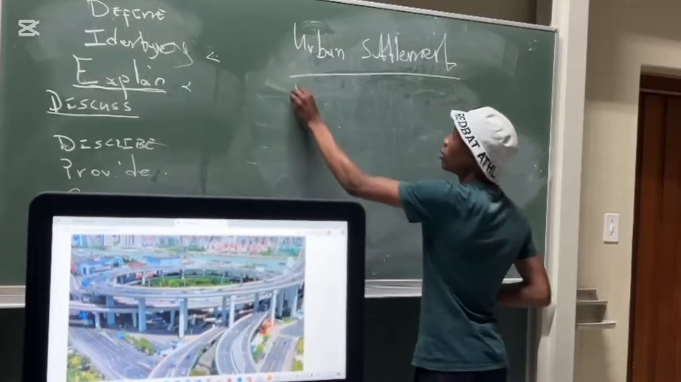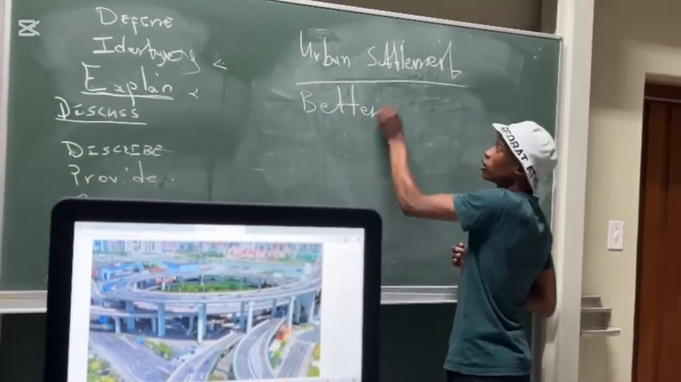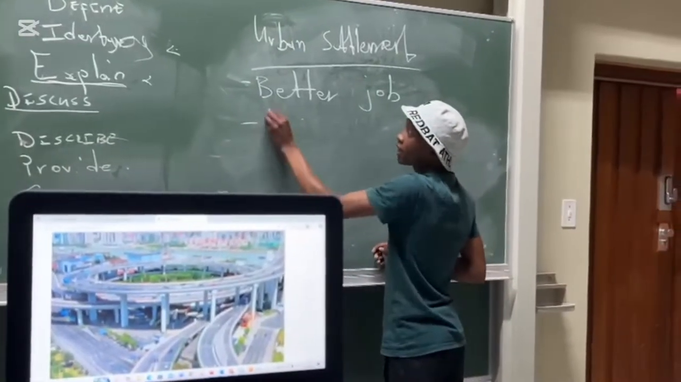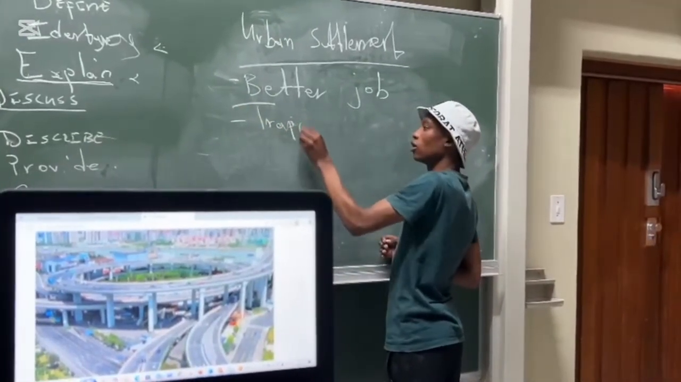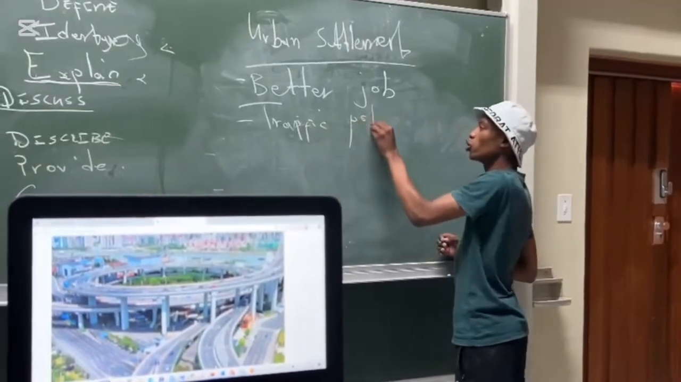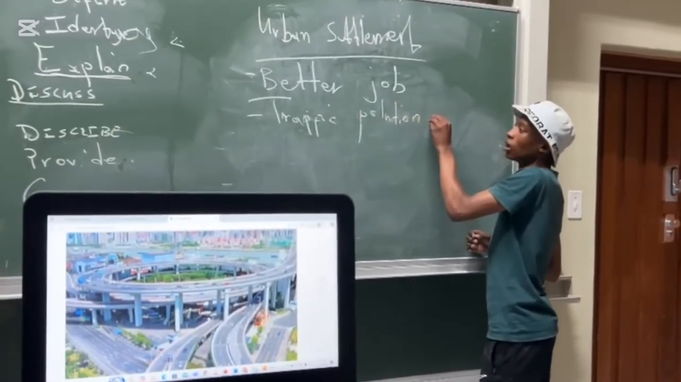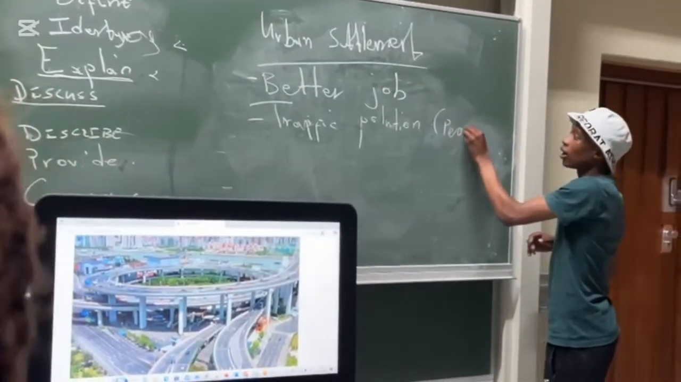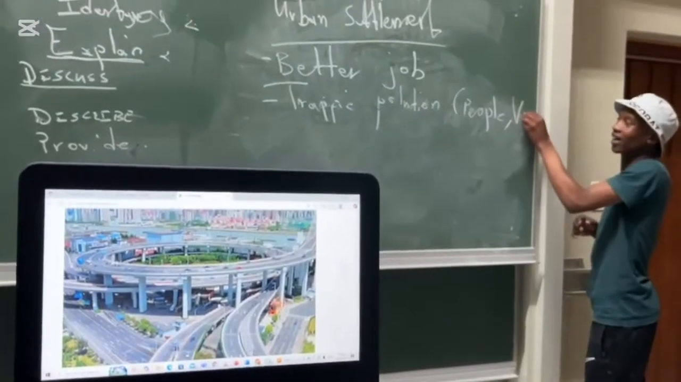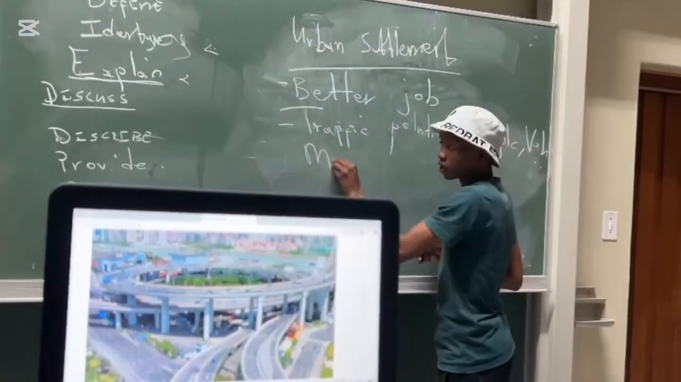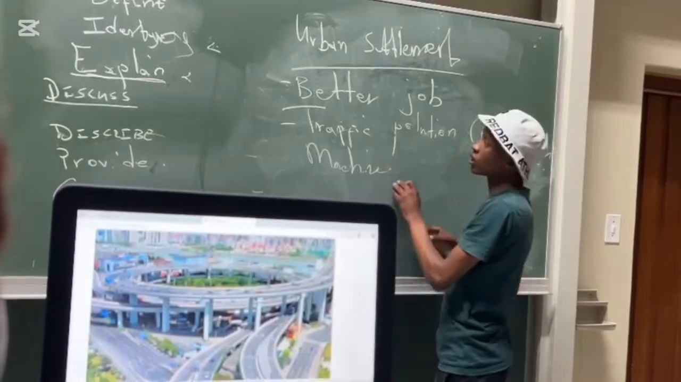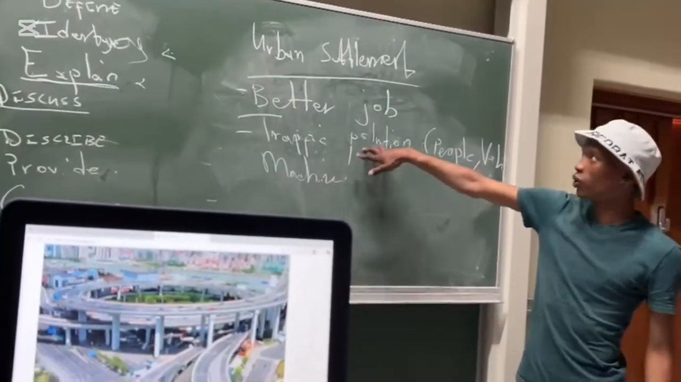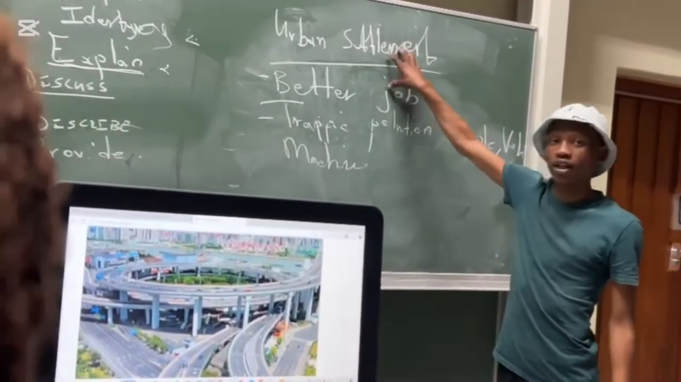We said there are better job opportunities, like we said, and then there is traffic pollution. Since in urban settlement there are many people, vehicles and machines as well, all of these things make traffic pollution, which is one of the negative impacts of urban settlement.